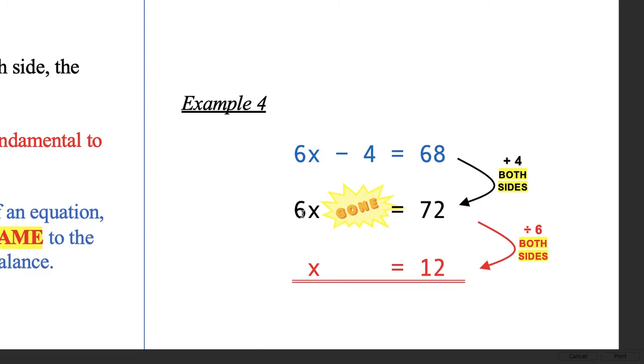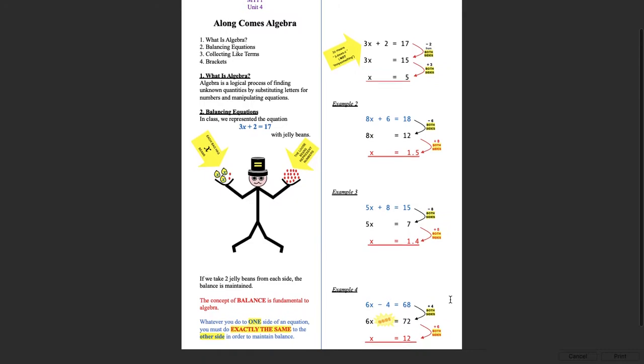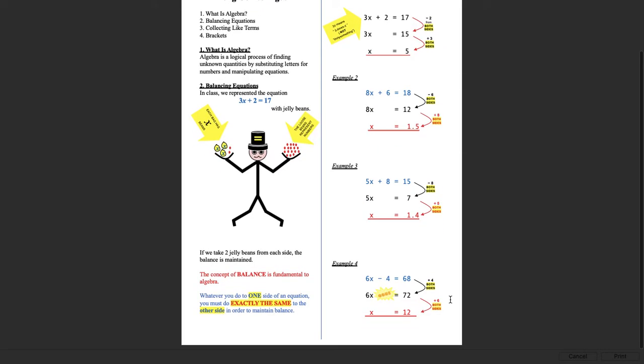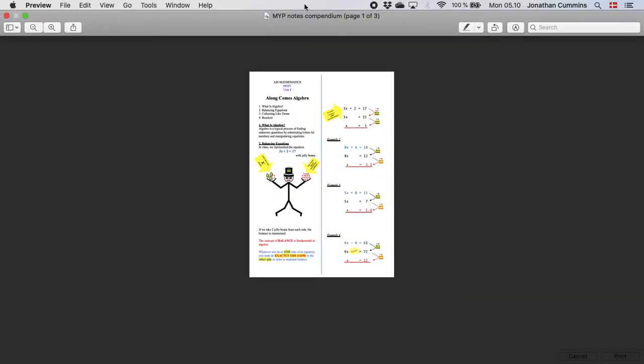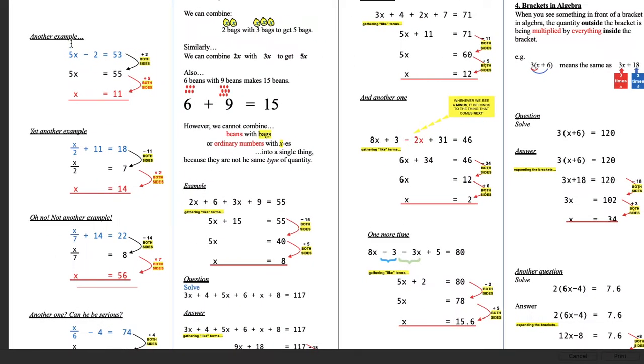I don't want to know what 6x's are. I want to know what 1x is on its own. So I divide everything by 6 to get x on its own equals 12. So that was page 1 of that, and then just moving my notes on. If I can do that, here we go. So I've got more examples.